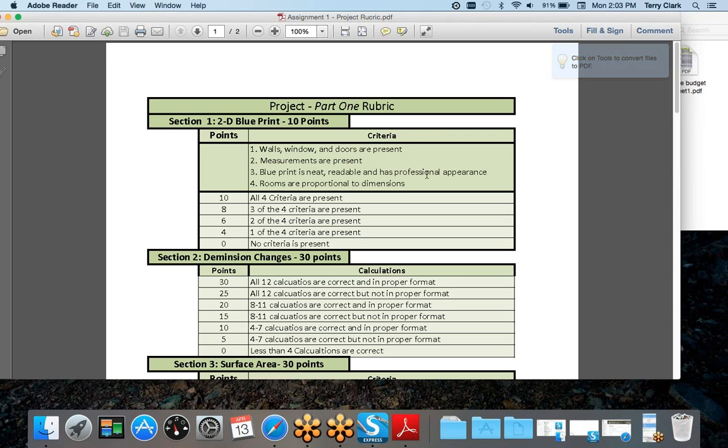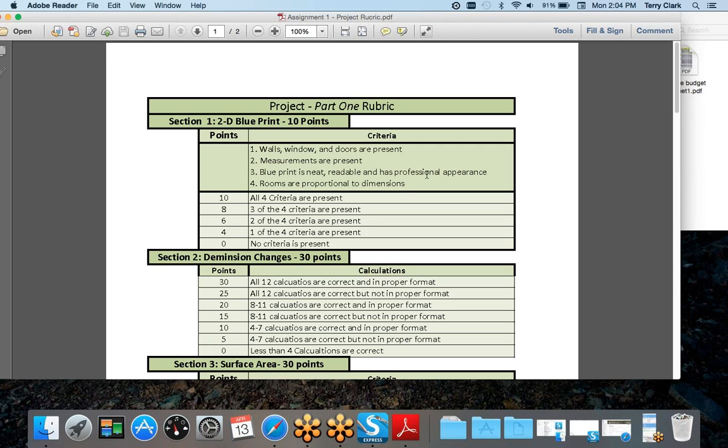Not only am I going to look at the points, but I'm also going to turn around and look at the criteria because the criteria is going to let me know how much work I need to do. So when I look at the 2D blueprint and they're saying that's worth 10 points, that's 10% of the whole grade for the project. So, whereas I would like to spend a ton of time on the blueprint, I should spend about 10% of my time on it because it's worth about 10% of the grade.